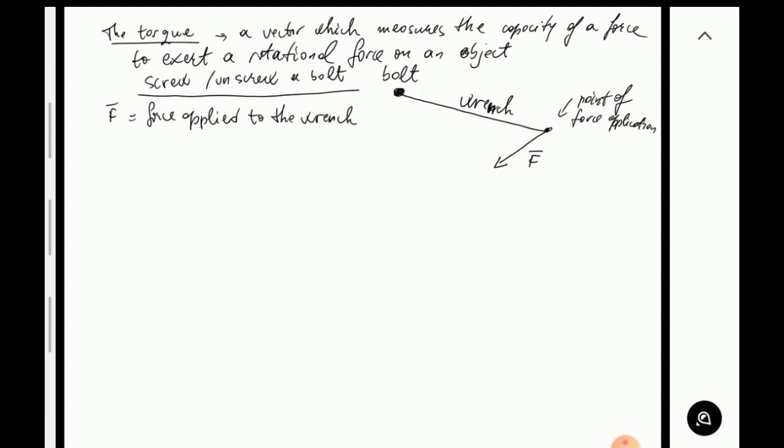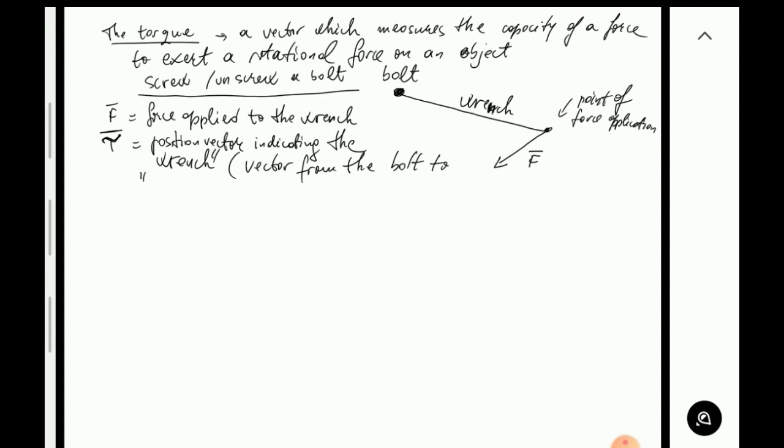And to use the notation also in the textbook, let's denote by tau, this is the Greek letter tau, the position vector indicating the wrench. Generally speaking, it's going to be the vector from the bolt to the origin of F, of the force you applied.